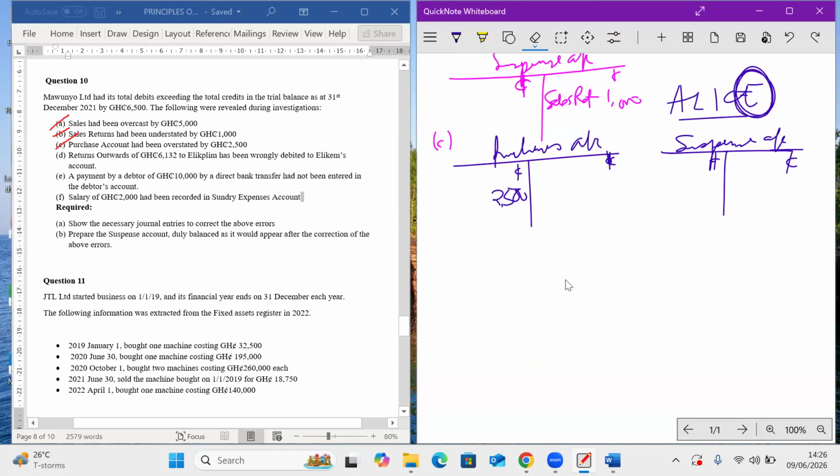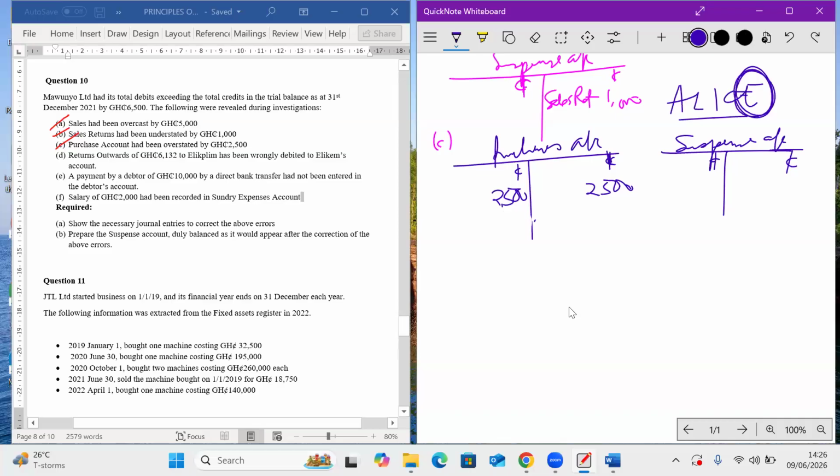You will write the 2,500 to the credit side of the purchases account. That's it. It's the same as the first one, the A. You write it on the credit side. That means you are going to subtract. If you write it on the same side, it means you are still adding. You add, this will give you 5,000. But to subtract, you just take it to the other side. Then it will subtract.